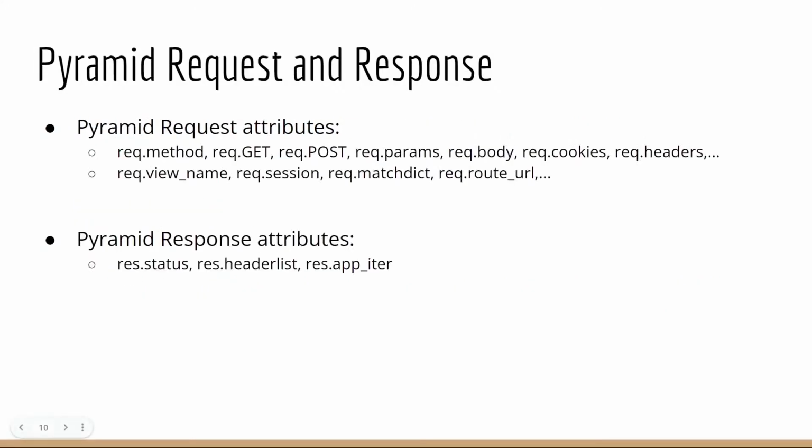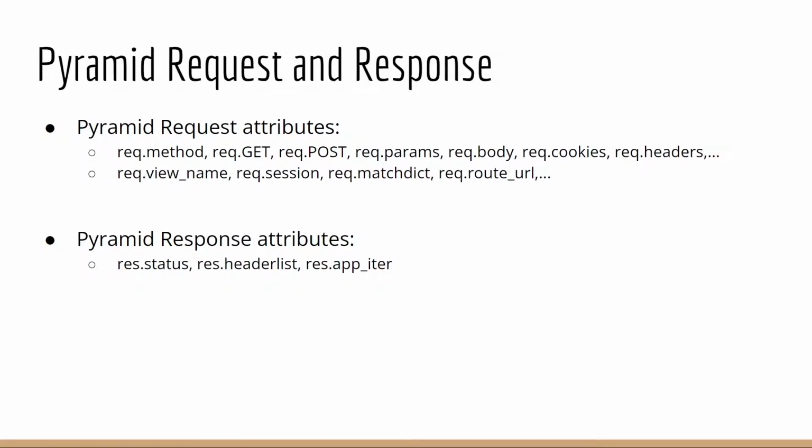What does Pyramid request and response have to offer? Pyramid request inherits some common attributes from the WebOb package, for example, request method, GET, POST, params, etc. Additionally, Pyramid request has extra attributes which further facilitate the Pyramid workflow with views and templating system. For example, each request has to be passed into a view. Therefore, a request has a view name. You can access session data in request session.